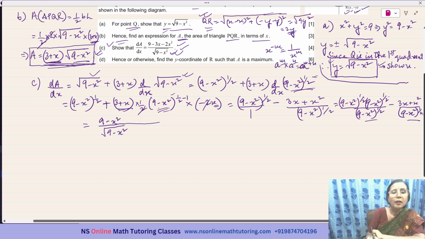And this will be minus 3x and minus x squared. Okay, because there is a minus sign in front. So this will be equal to 9 minus 3x minus 2x squared over square root of 9 minus x squared. Okay.